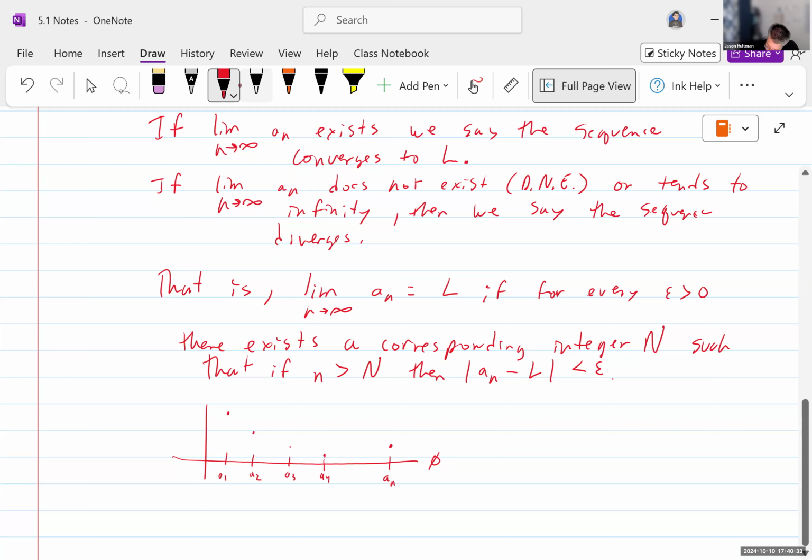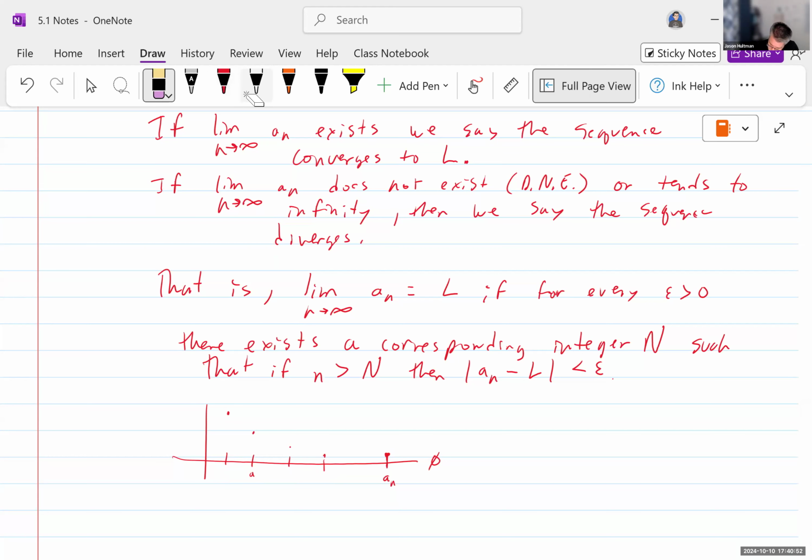AN is going to be right here. Well, let me make it a little bit easier to see. We'll say that the point AN is there. That's this distance here. AN is that distance.